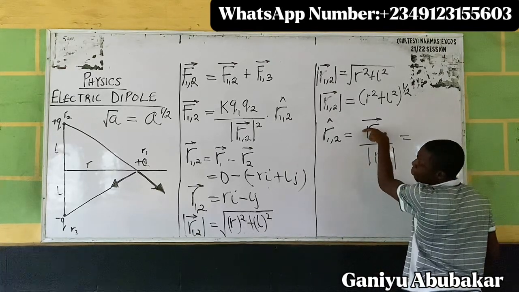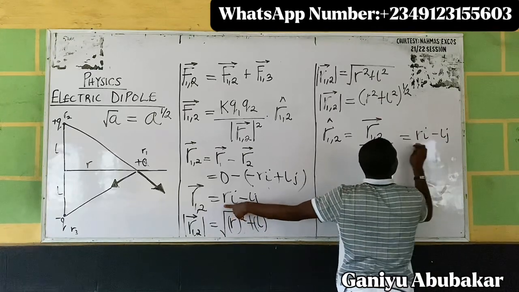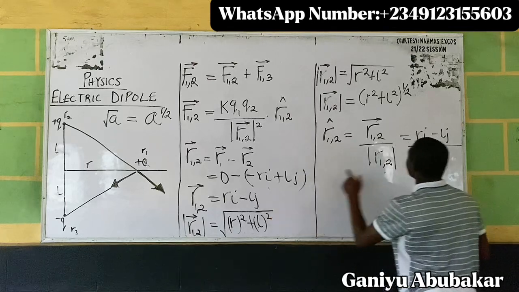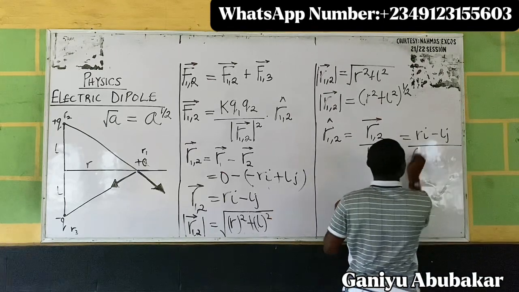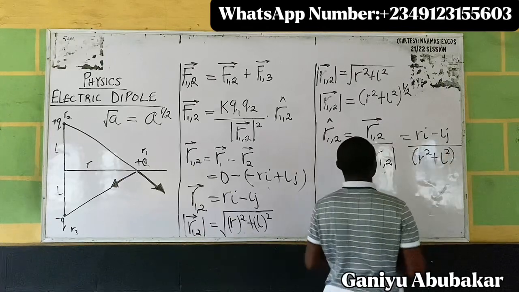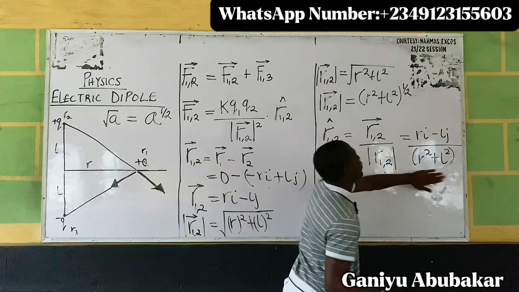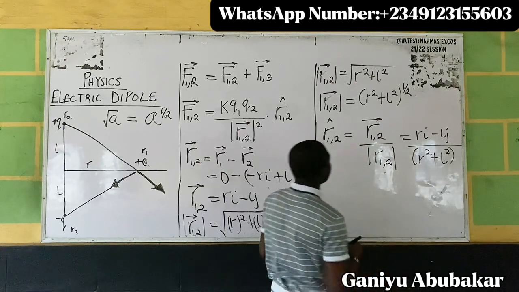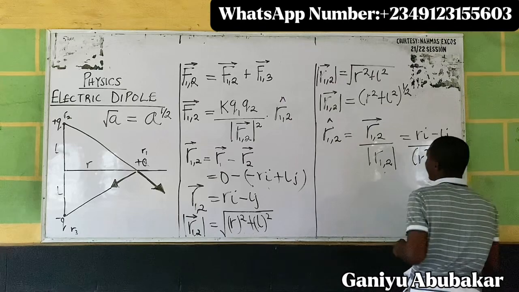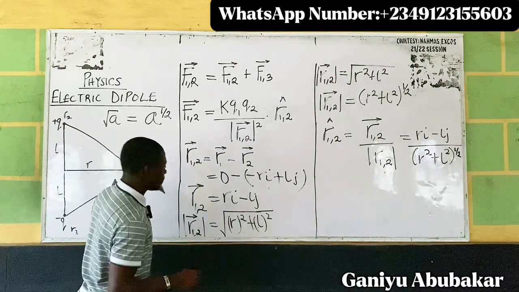This one here is this one here. That's ri minus lj, all over the magnitude, which is this: that's r squared plus l squared. I have it placed, so the value for r12 is equal to this. All to power half. Let's get f12 resultant.